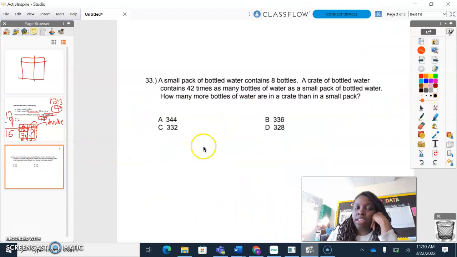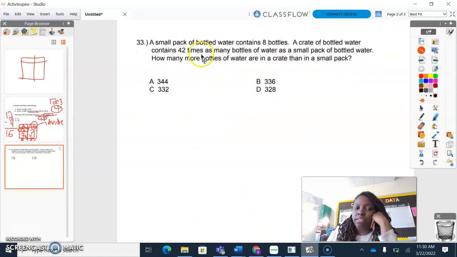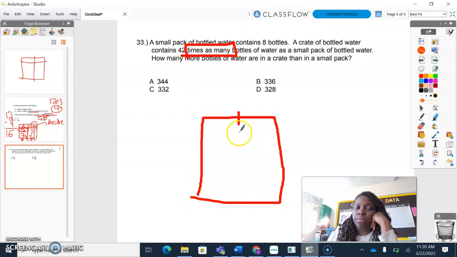All right, let's look at this next one. It says a small pack of bottled water contains 8 bottles. A crate of bottled water contains 42 times as many as a small pack of bottled water. Times as many, I'm drawing out my table. How many more bottles of water are in a crate than in a small pack?